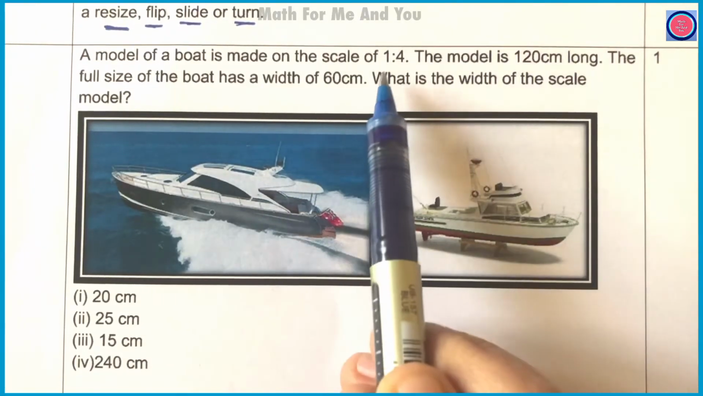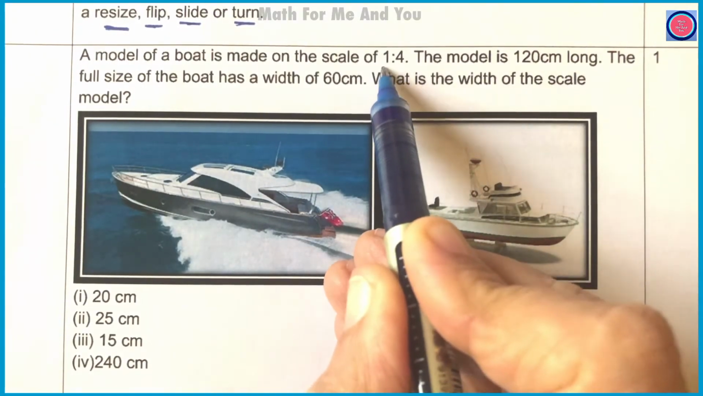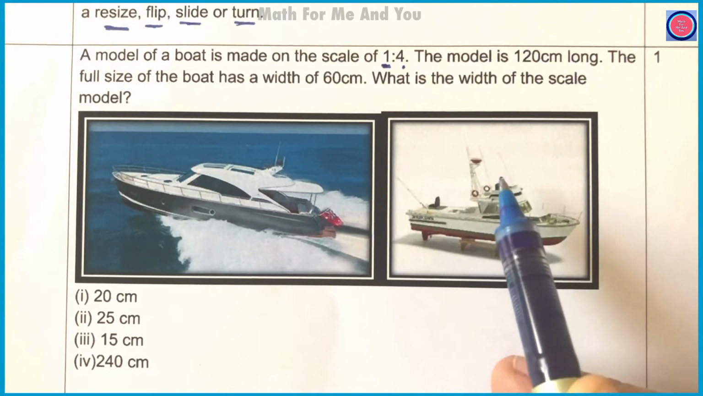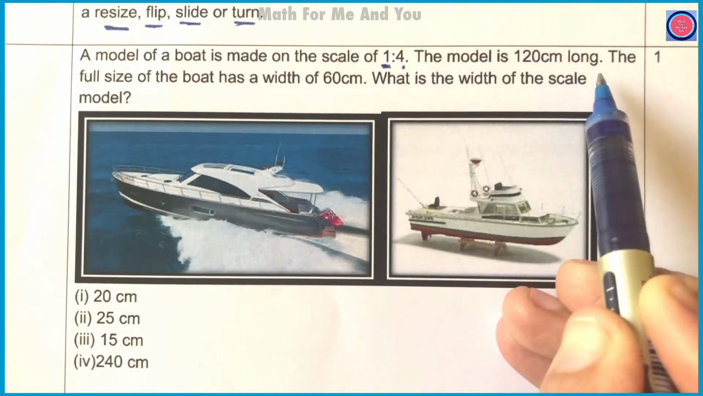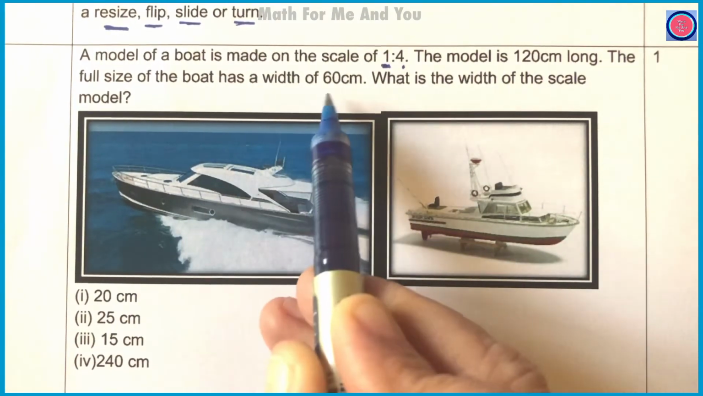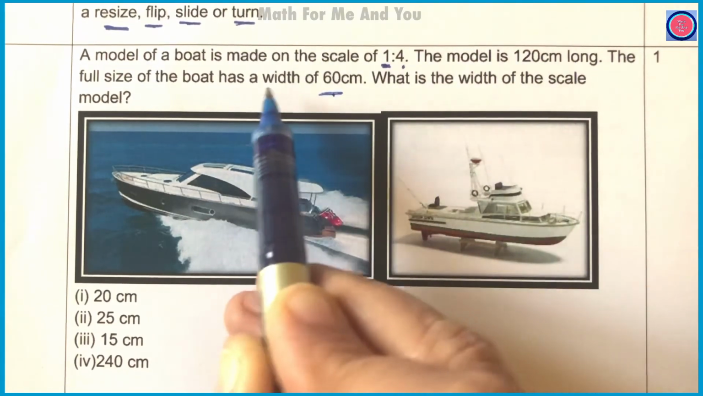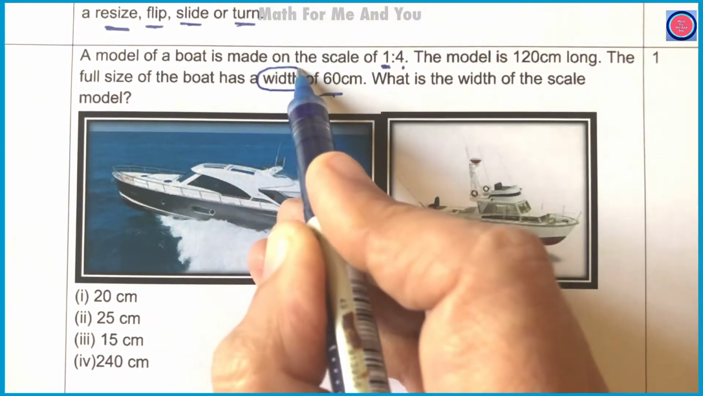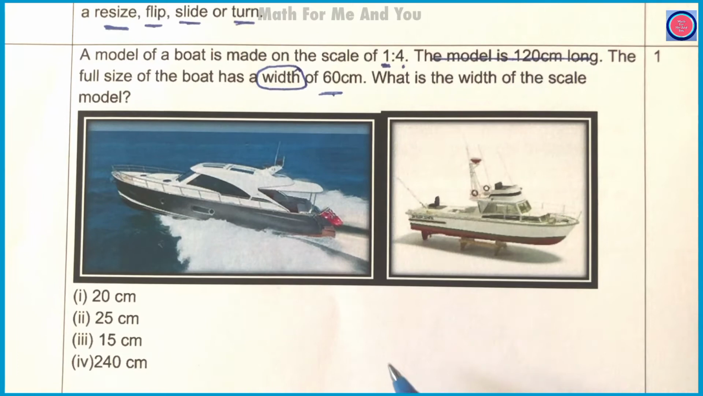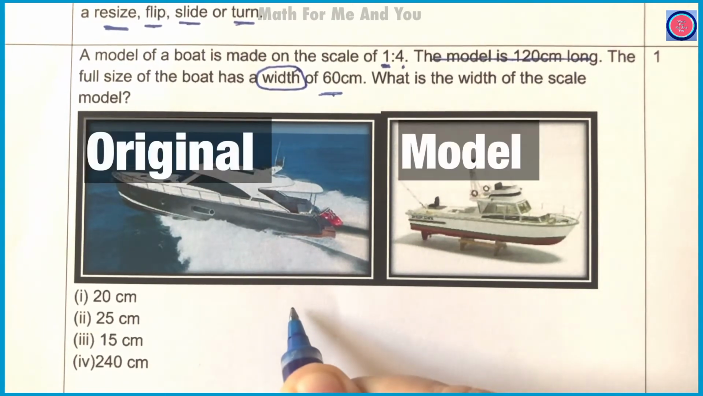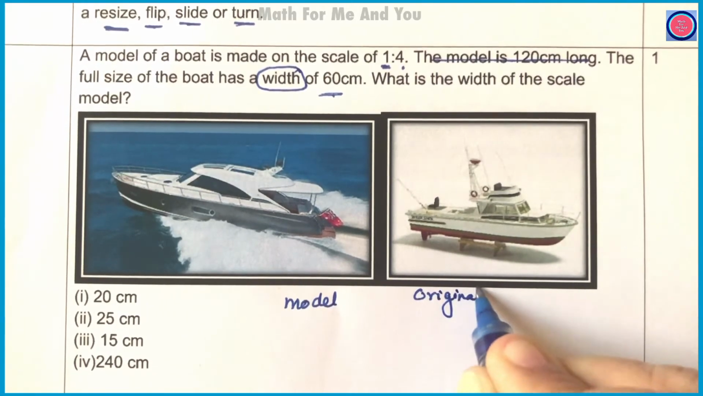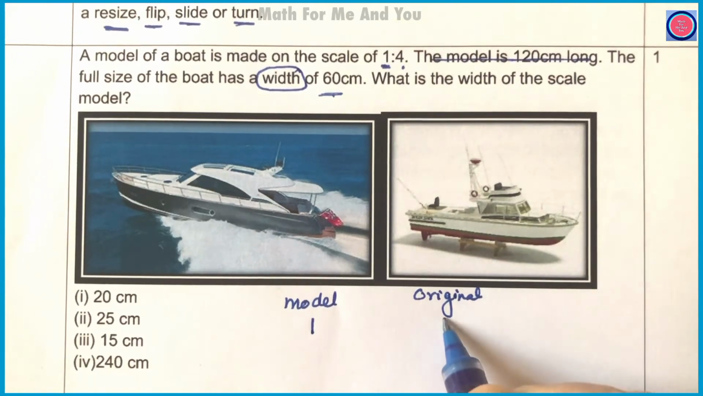Next, question number 1. Here we can see a model of boat is made on the scale 1:4. The ratio is given. That means if 4 units is the original boat, then 1 unit is the model boat. And the length of the model boat is 120 centimeter. If the width of the original boat is 60 centimeter, what is the width of the model boat? So here the width we want to find. Length no need. Now we can write the ratio, but see the ratio is given as model to original, but the picture shows original to model, but I am writing in the same way given in the question, model to the original boat. Model, if it is 1 unit, then the original is 4.